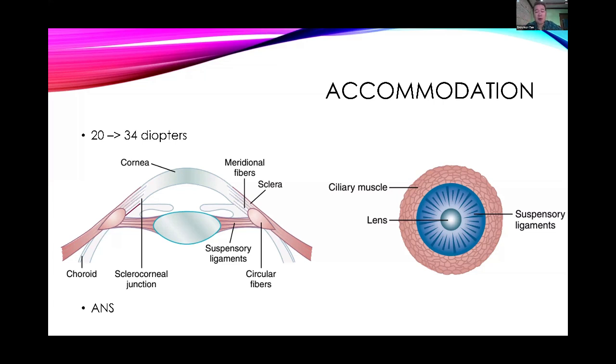The opposite occurs when there's no accommodation. I don't need a thick lens. Resting phase. You don't have to have a very high diopter. The suspensory ligaments are very short. They're very tight and very taut because they're pulling the lens. So the lens appears flatter. Do you follow? This is the principle of accommodation.